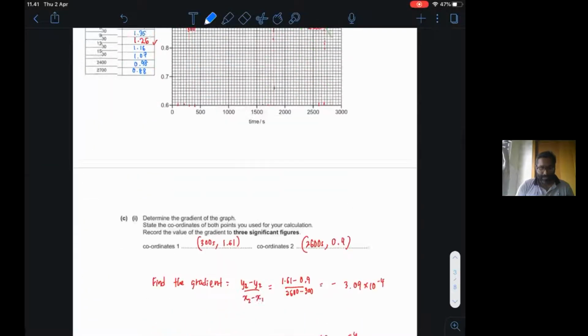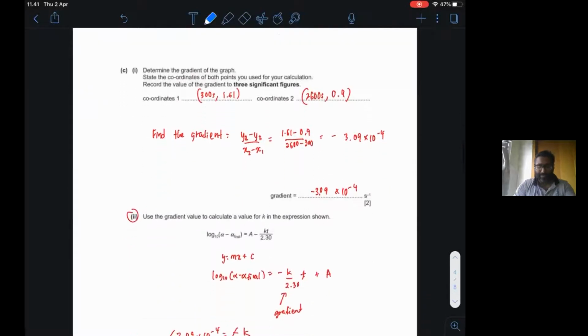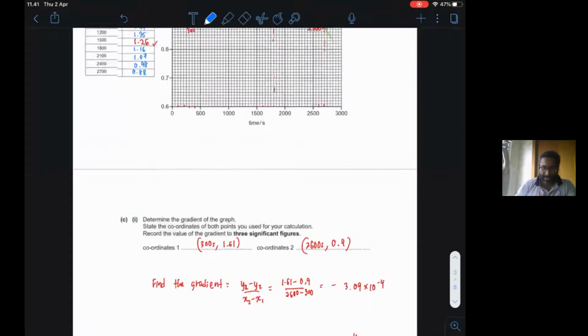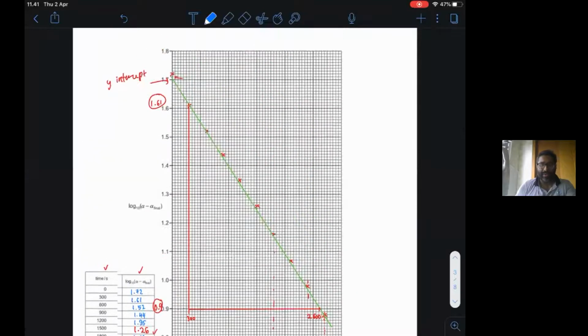Now here, determine the gradient of the graph. If you want to determine the gradient of the graph, they want you to show the coordinates that you use for the calculation. So what I did was, you can see the big triangle over there.